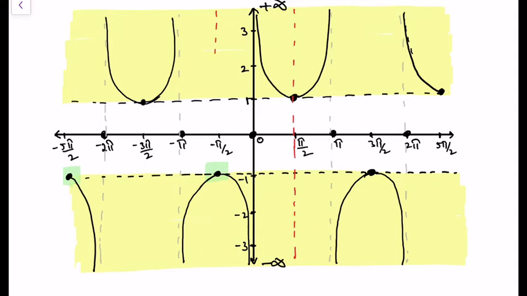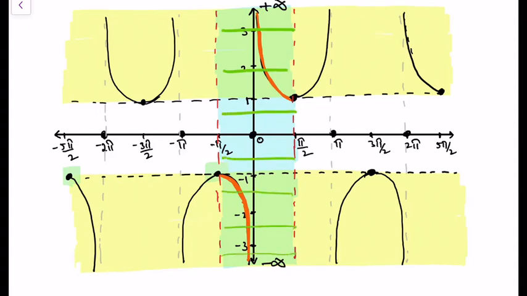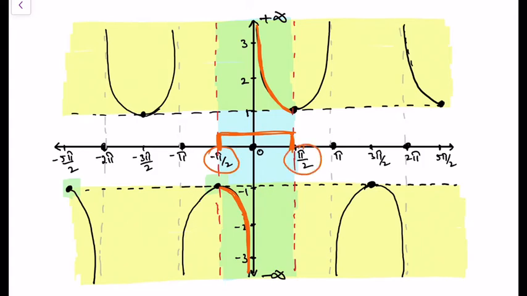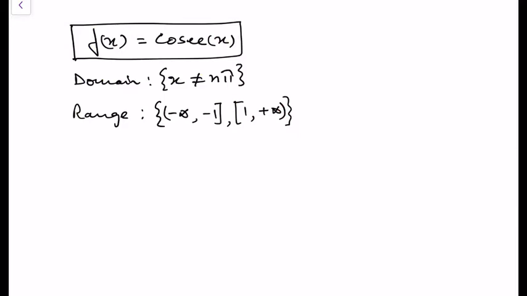So let's take its reduced domain as from minus pi by 2 to plus pi by 2 and try to do the horizontal line test again, and we can see that this time it will pass the test. So from minus pi by 2 to plus pi by 2 is the reduced domain where cosec inverse x exists. And remember that 0 is not included here because at 0 the function cosec x is not defined.